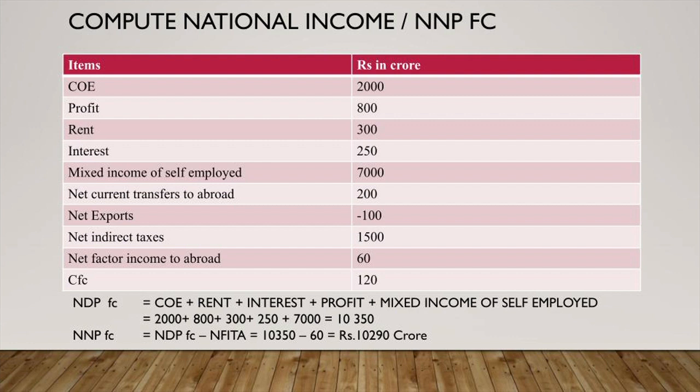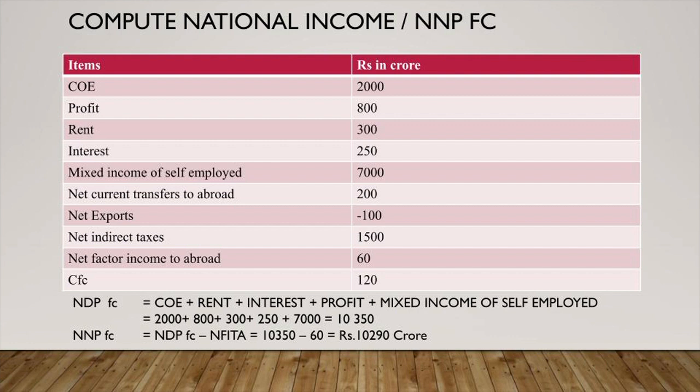Please note that there will be certain values and items given in the question which are not required in this method. Kindly ignore such unnecessary items. Go with the items which are required as per the particular method. If any of the values that are required are not given, ignore or put 0 for those items and continue with the given items. Let us see in this method how to compute national income.